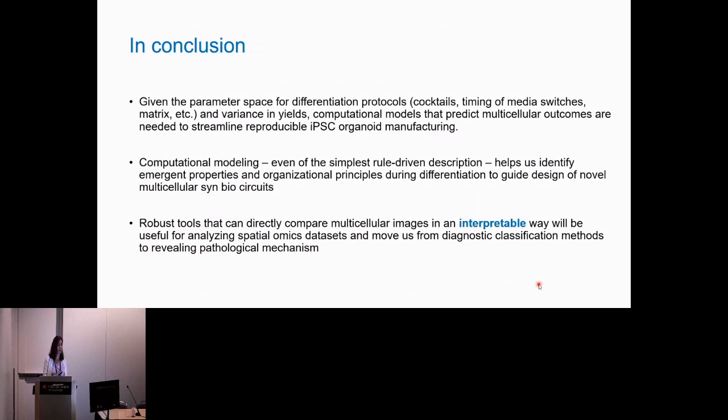Finally, these robust tools for comparing multicellular images and agent-based modeling outputs in an interpretable fashion are going to be really useful as we enter the age of spatial omics, like you've started to hear about at this conference. And it helps us move from just simple classification tools into revealing pathological mechanism. We can really start getting into how those various high-dimensional data sets in spatial organization are playing a role in disease.